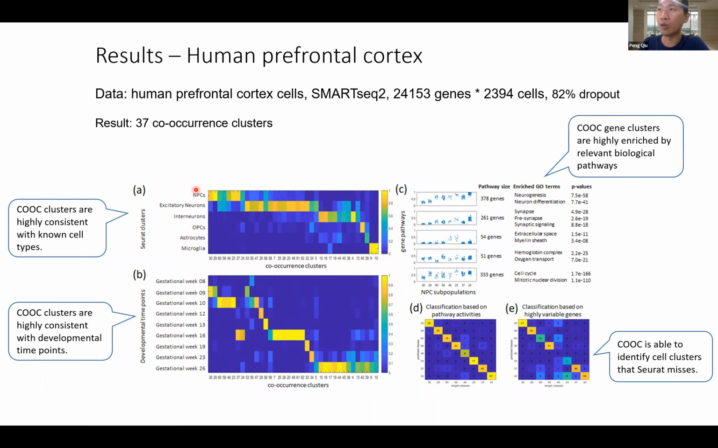So here is another analysis based on another data set, where when we compare co-occurrence clusters versus non-SISG clusters, we see this staircase pattern again. And when we compare co-occurrence clusters with the developmental time corresponding to all these cells, we again see this nice clear staircase pattern, showing that clusters defined based on these binary data are meaningful.